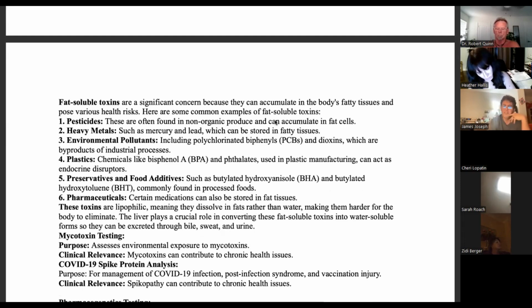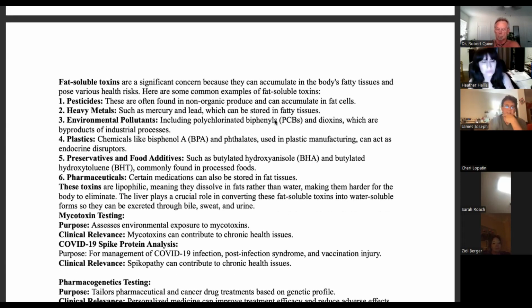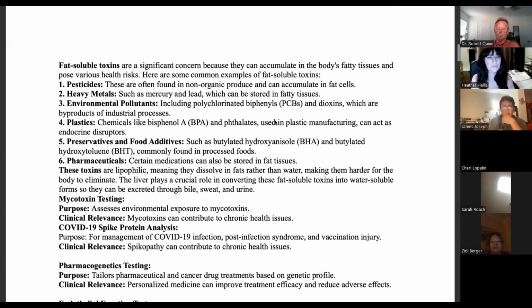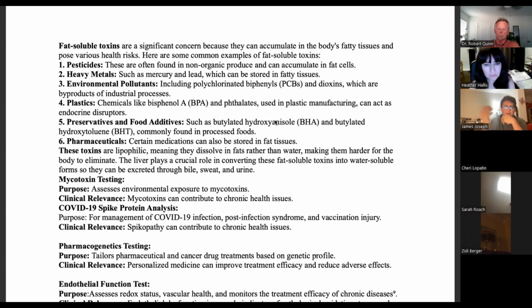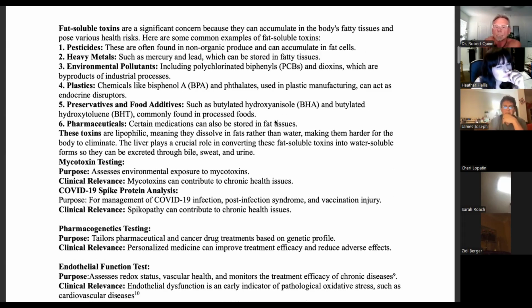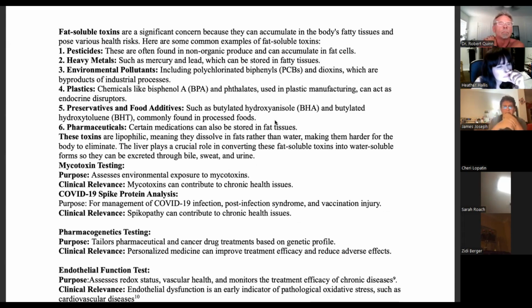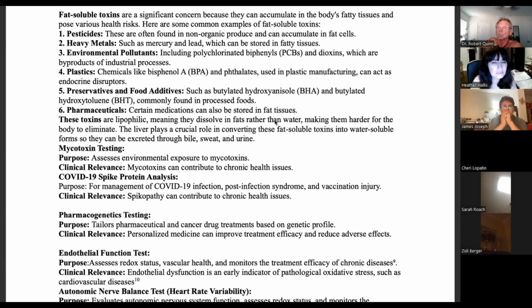So the fat-soluble toxins are a significant concern. They can accumulate in the body fat tissue and pose various health risks. Examples of fat-soluble toxins are the pesticides that we know, heavy metals, some of them lead and mercury, environmental pollutants, dioxins, which is difficult to pronounce, and the byproducts of industrial processes, organophosphorus compounds, and the polychlorinated biphenyls. We can get rid of all those fat-soluble toxins.